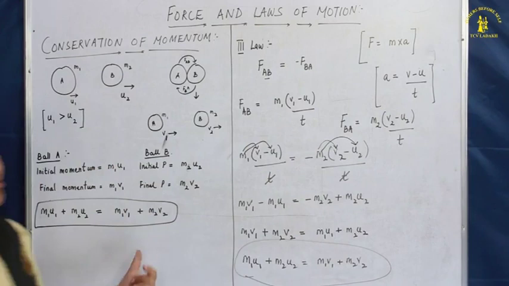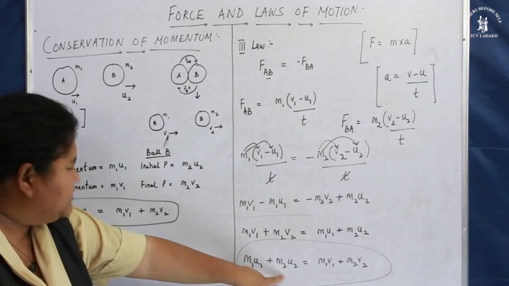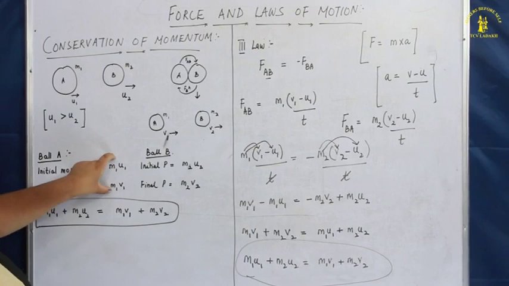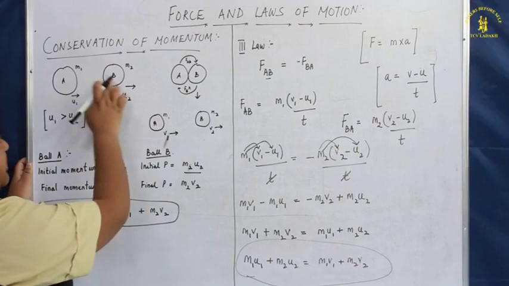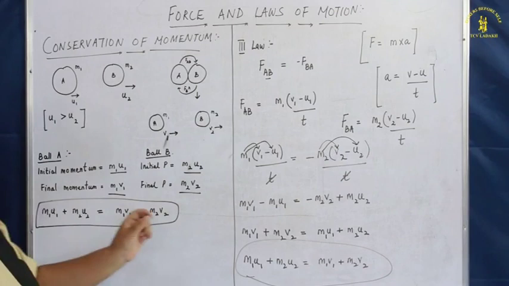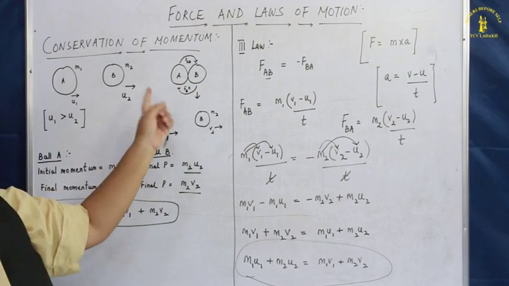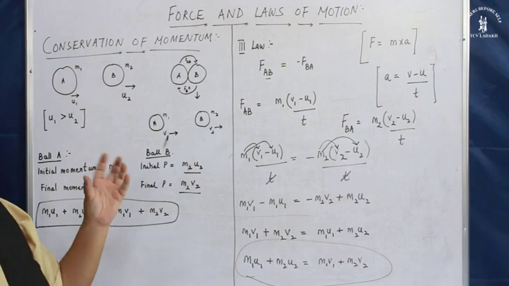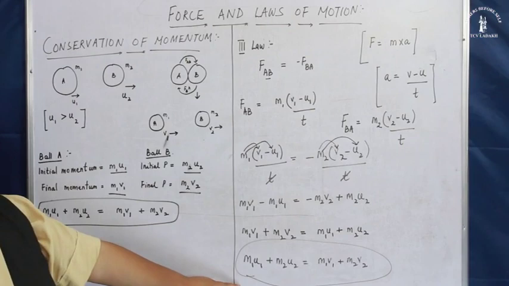The sum total of the momentum before collision is equal to the sum total of the momentum after collision. There should not be any external force acting on these two objects. So this is all about conservation of momentum.